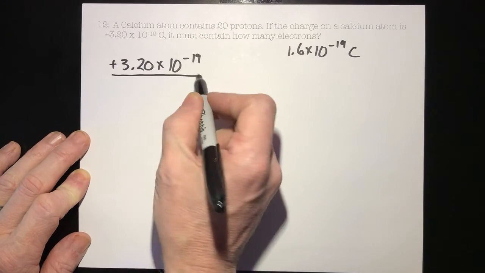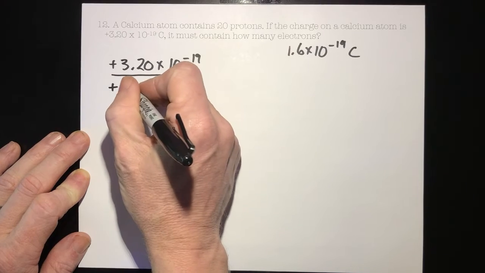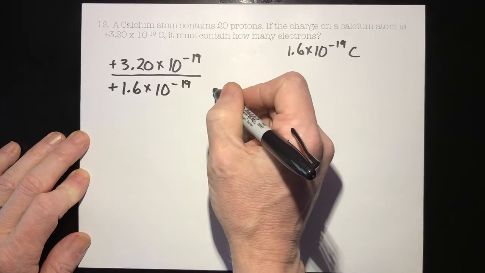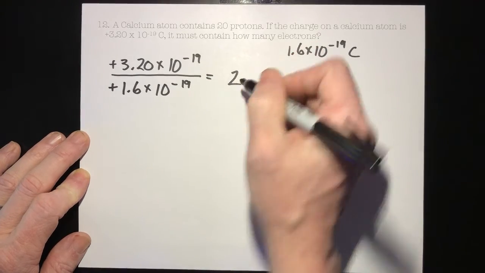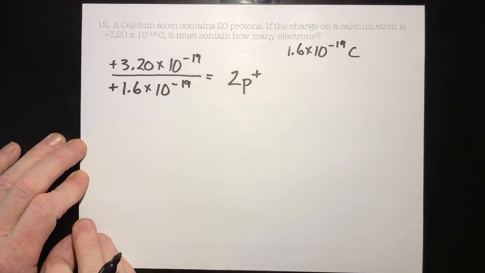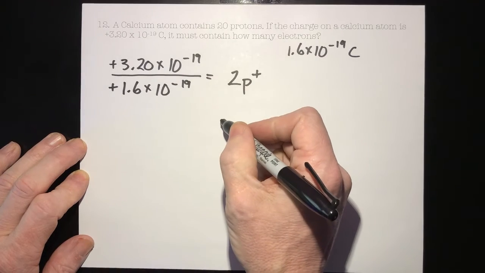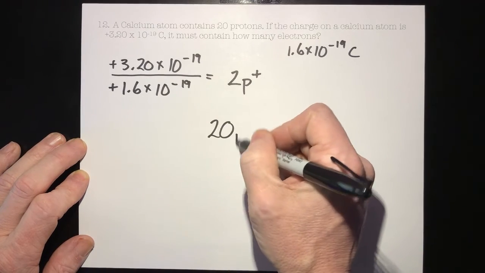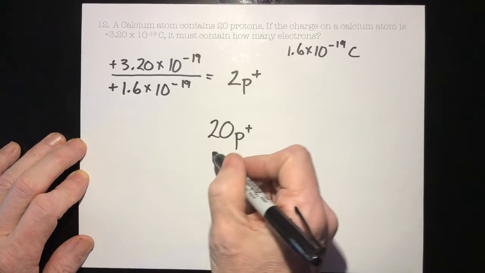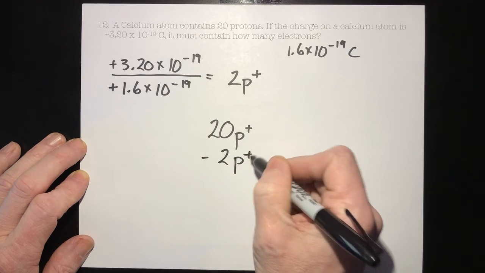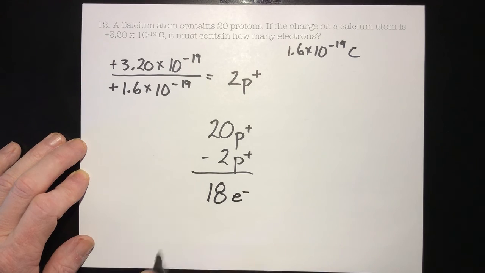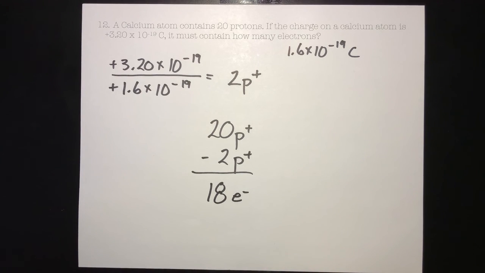So if I divide this by the charge of a single proton, 1.6 times 10 to the negative 19th coulombs, we see that we have two particles. In this case, we have two more protons than electrons. So if we have a total of 20 protons, and we know that the number of electrons is going to be 2 less than that, then we know the number of electrons is actually going to be 18. And so that's the correct answer for this problem: 18 electrons.